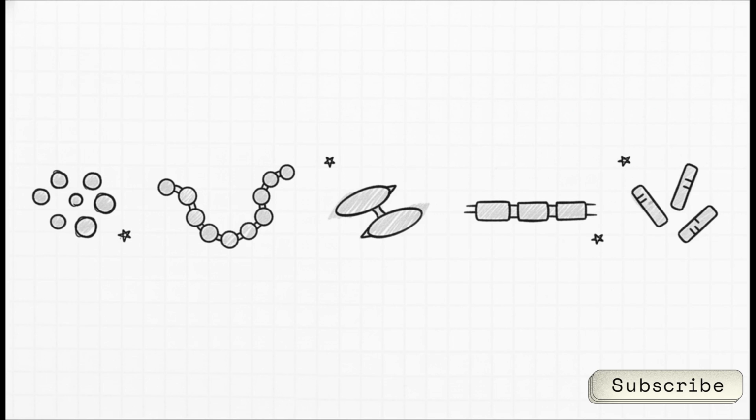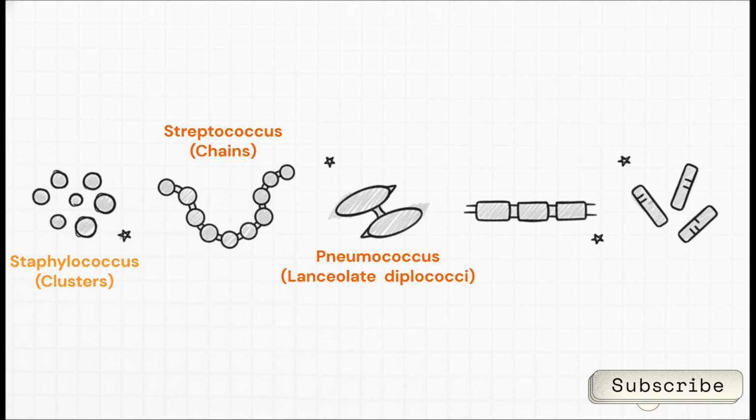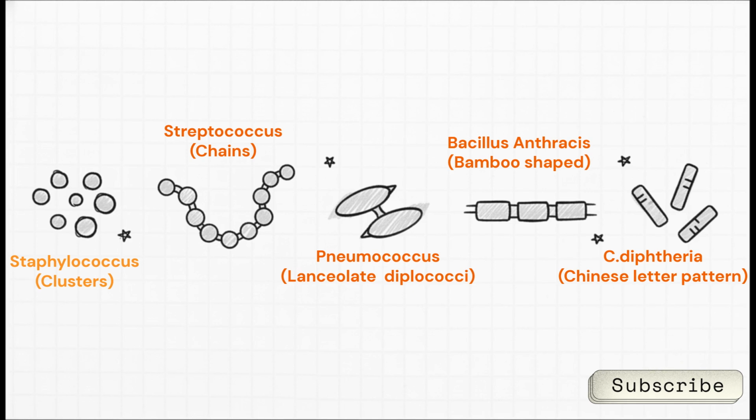When you read Staphylococcus, your brain must immediately shout clusters. Streptococcus, think chains. If a clinical vignette suddenly mentions lanceolate-shaped pairs, boom, you're dealing with pneumococcus. Bamboo stick appearance, that is the classic hallmark for Bacillus anthracis. And that Chinese letter or cuneiform pattern is an absolute dead giveaway for Corynebacterium diphtheriae. Lock these in, guys. They are guaranteed points.